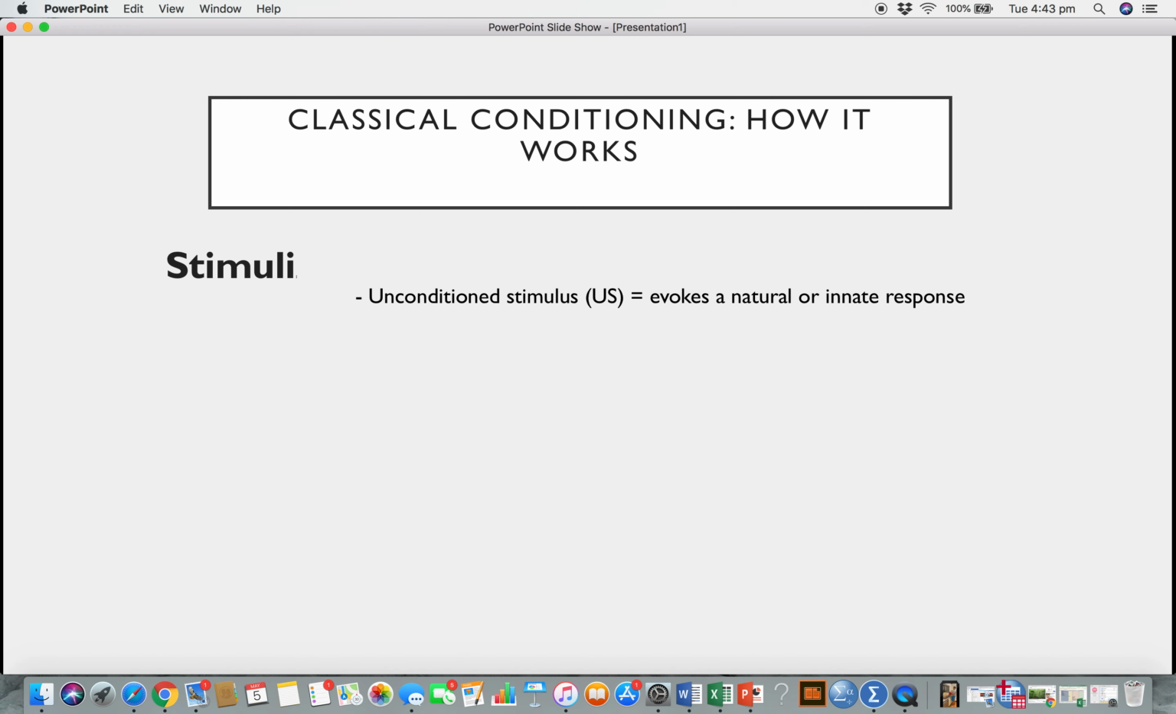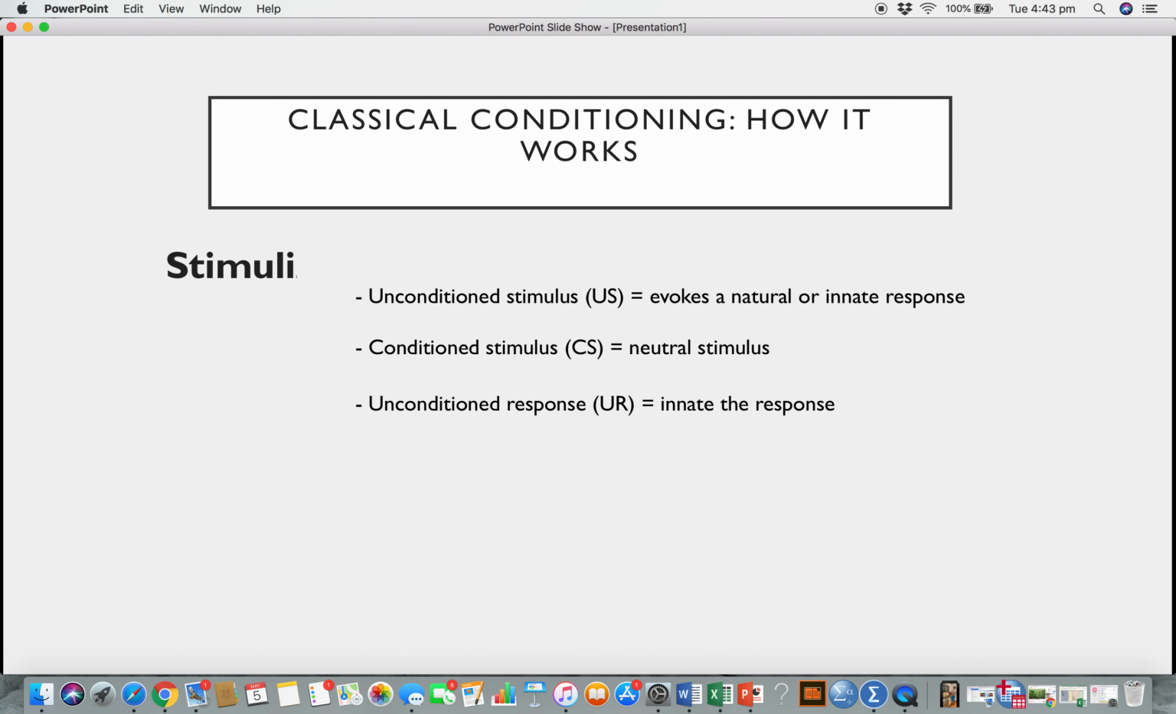The unconditioned stimulus, which evokes a natural or innate response. The conditioned stimulus, which is a neutral stimulus. The unconditioned response, which is innate or biological. The conditioned response, which is a reflexive response to a conditioned stimulus.